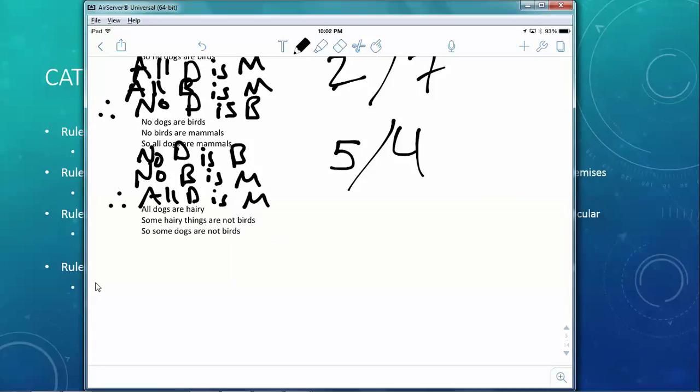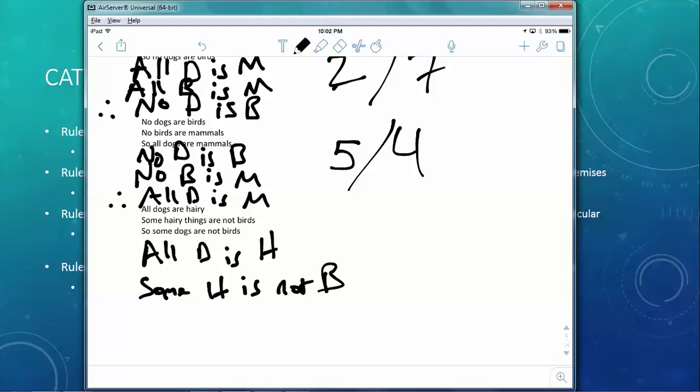All right. All dogs are hairy. All D is H. I really have to have more interesting examples than these. These are off the top of the dome. Some hairy things are not birds. Some H is not B. Therefore, some D is not B. All right. Some H. That's an H right there.